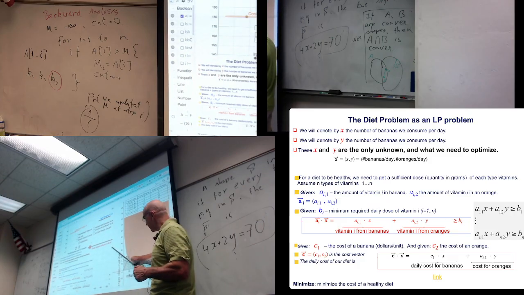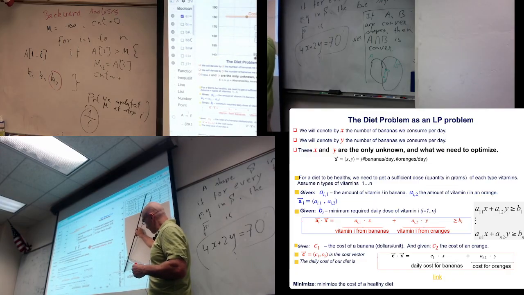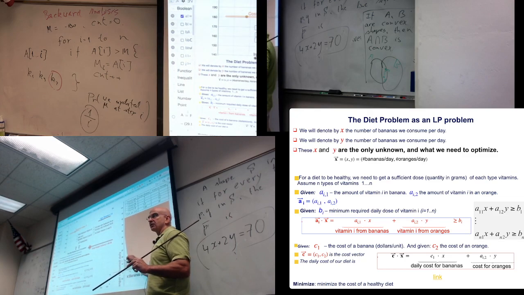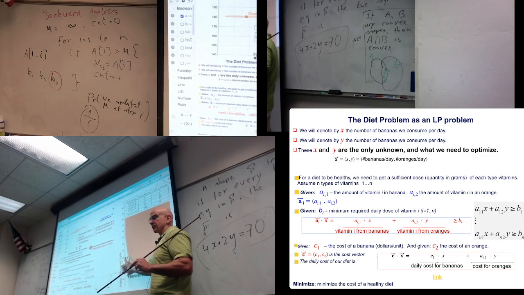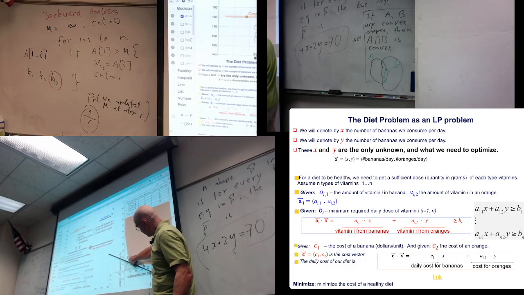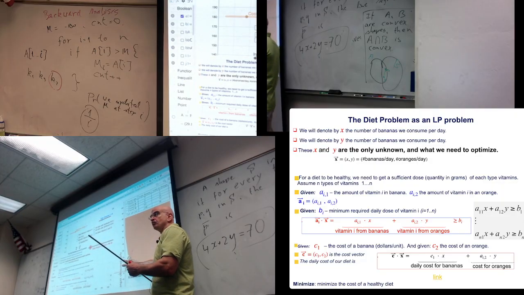But now when I'm changing my daily budget, slowly increasing it, what happens to this line? It moves parallel to itself. Remember, it moves parallel to itself. And it has a nice property. If I look at this vector, that's a cost vector. That's a vector of how much a banana and how much an orange cost, this direction. It doesn't depend on my budget, it actually depends on the ratio of the cost. This vector is always perpendicular to this line.